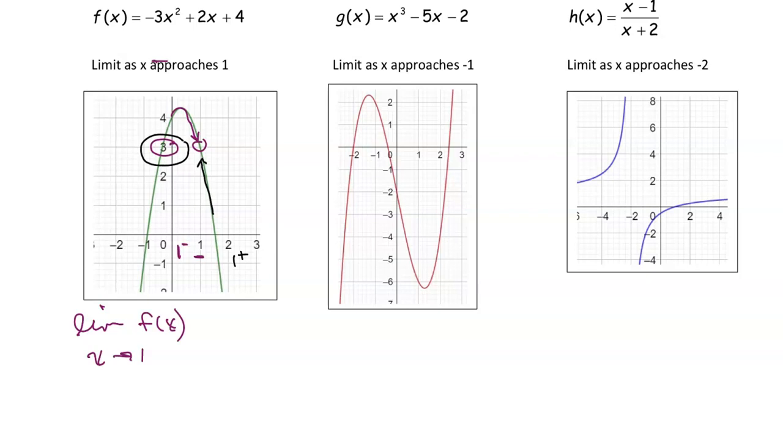Because you're approaching the same number from the left and to the right, you can say the limit as x approaches 1, notice I don't have any plus or minus notation there, that limit equals 3. The way I knew that was I analyzed it from the left and from the right. Let's do the same thing for this next one. What's the limit as x approaches negative 1?